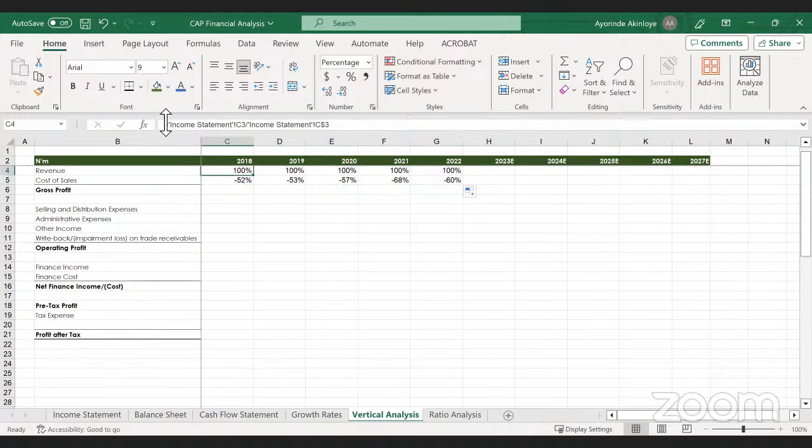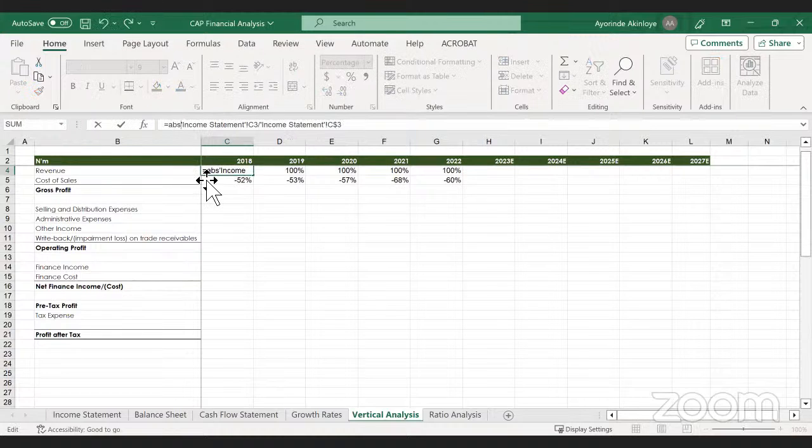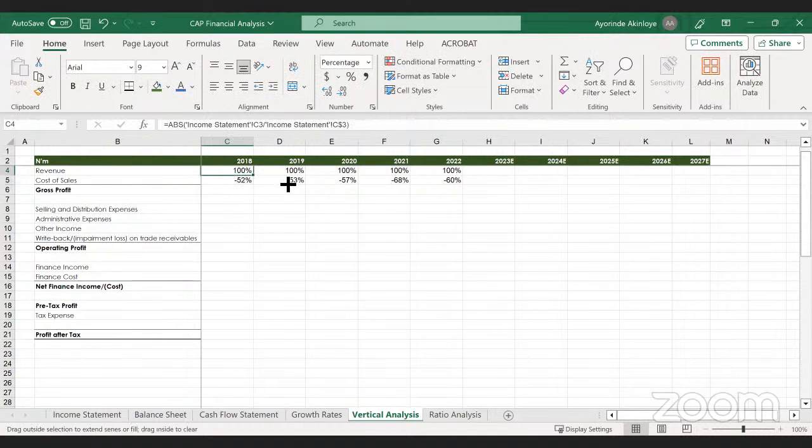So okay, let me use absolute. I use the absolute formula so that it will remove the negative number at the back. Again, I'm sure you would have learned that in Excel, but just put absolute. Basically, the whole idea is you can see we have minus 52, minus 53. I want to take out that negative number. So I drag it down, and then you see it takes out the negative number.